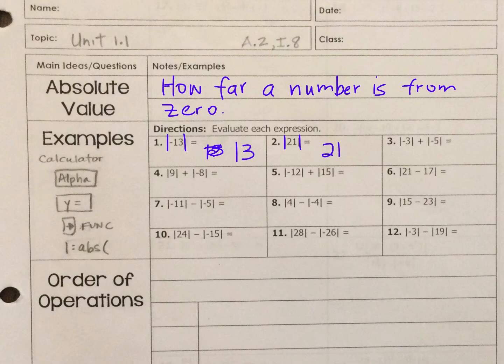Number 3, it's asking the absolute value of negative 3. Well, we know it's 3 spaces away. Then I'm going to put my plus sign. The absolute value of negative 5, that's 5 spaces away. 3 plus 5 is 8. All right. I want you to do 4 and 5 on your own. Pause it. When you're ready, let's do number 6 together.